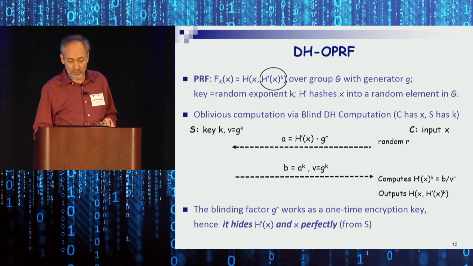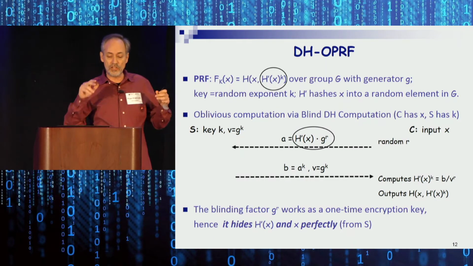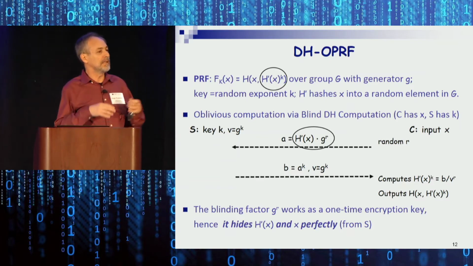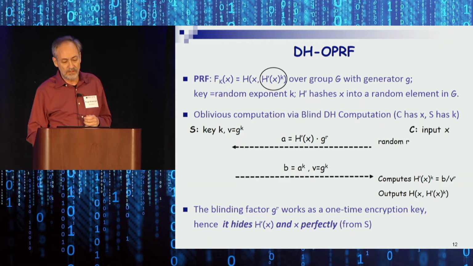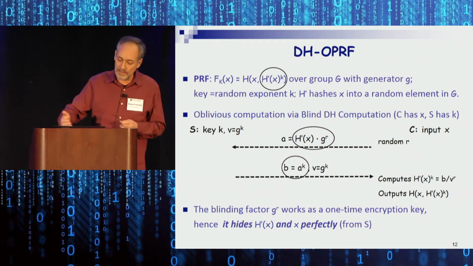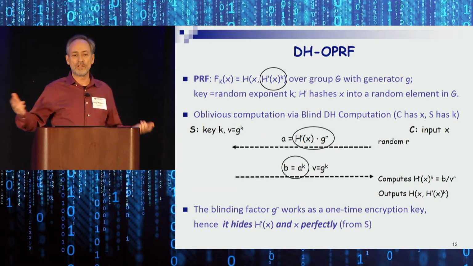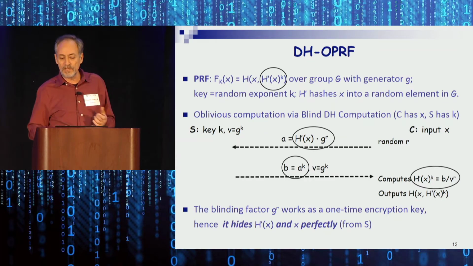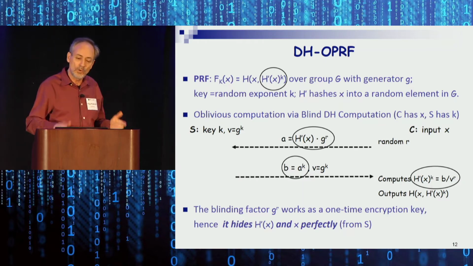Now, to compute the function, the user will take this H'(x), the mapping of the password to the group, multiply it by a random group element g^r, and send this to the server, which will raise the received value a to the power of k. This will go back to the client, which, by the magic of Diffie-Hellman and algebra and all this stuff, will be able to actually unblind the value and get H'(x)^k as required.